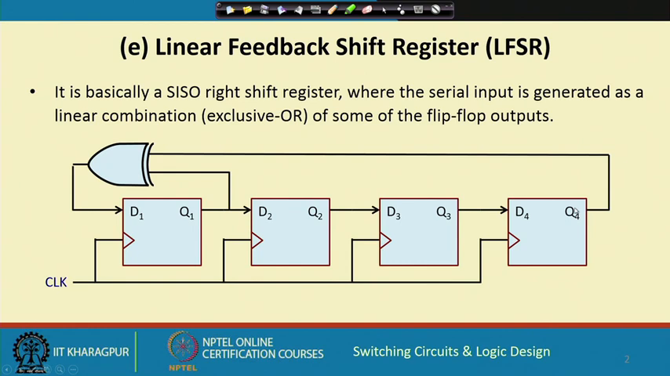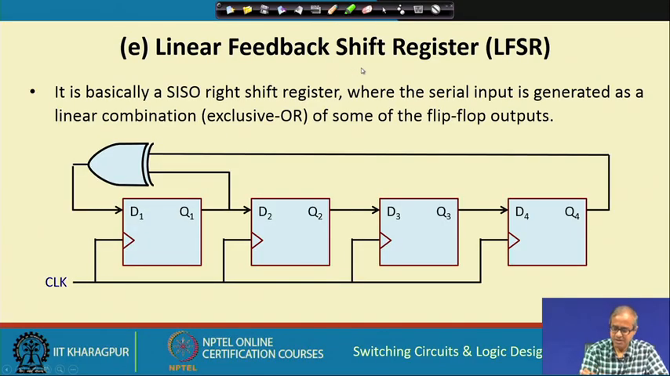So, we start with another variation of the shift register. We discussed four different types of shift register in the last lecture, namely ring counter, Johnson counter, bidirectional shift register and universal shift register. Now, here we consider another kind of shift register, which is very useful in many applications, namely linear feedback shift register.